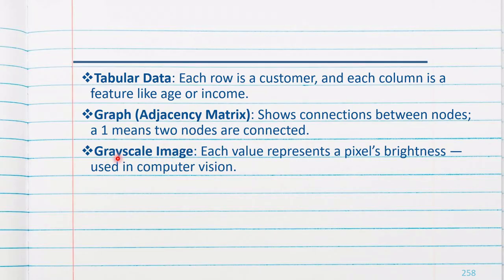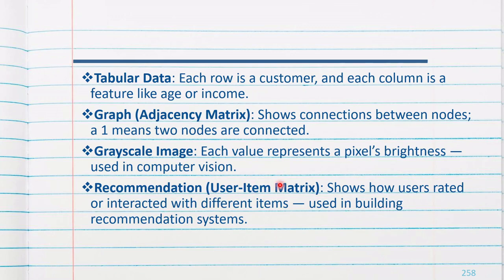Then we have a grayscale image. Each value represents the pixel's brightness. The smallest unit in an image is a pixel, and it shows the brightness of the image. Then the recommendation system, it shows users and items. It shows how users rated or interacted with the different items. It is used in recommendation systems.